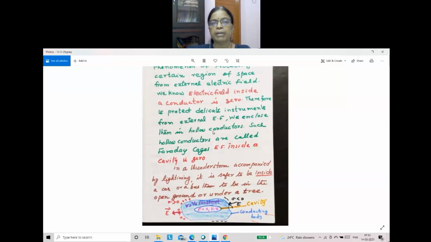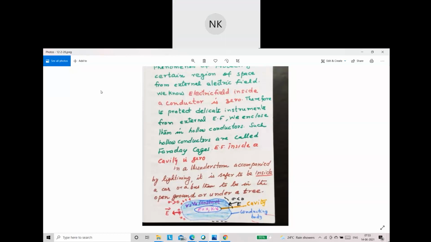Faraday cages are there. A Faraday cage means just like a cage of a bird. It is made of metal.